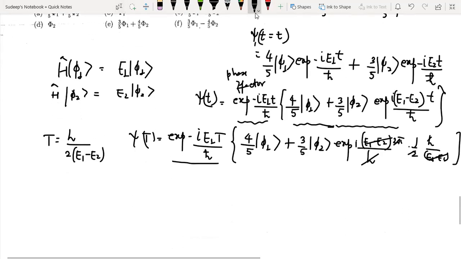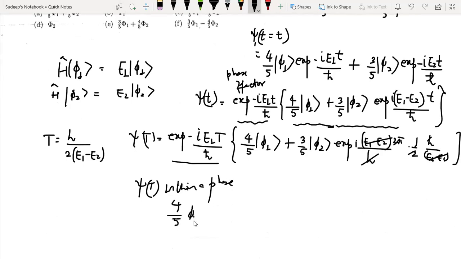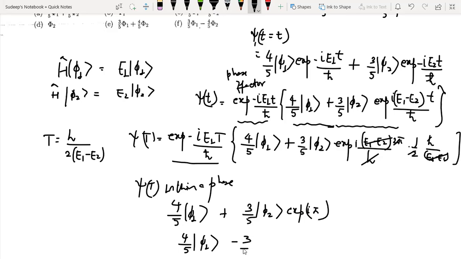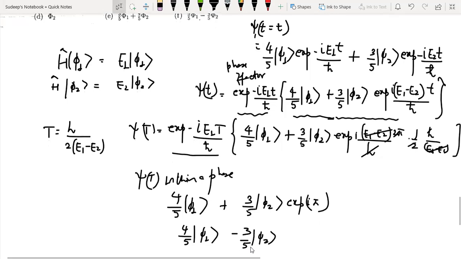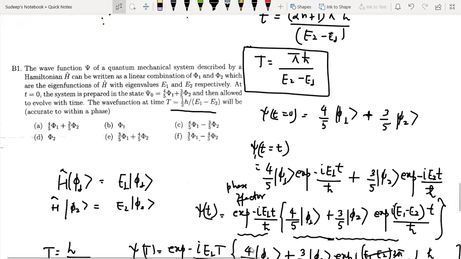So the wave function within a phase factor is nothing but 4 upon 5 phi 1 plus 3 upon 5 phi 2 into exponential iota pi. And what is exponential iota pi? It is minus 1. So the answer should be 4 upon 5 phi 1 minus 3 upon 5 phi 2. I hope this solves your problem. This is a problem which was asked in TIFR, I think, in the very initial years when TIFR started this paper. I think this is TIFR 2010.